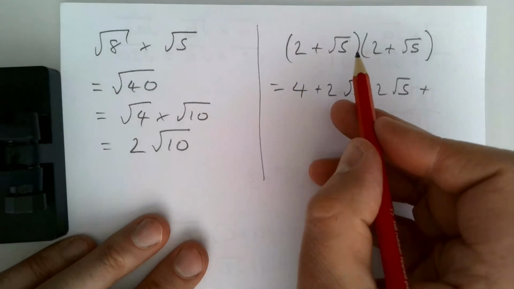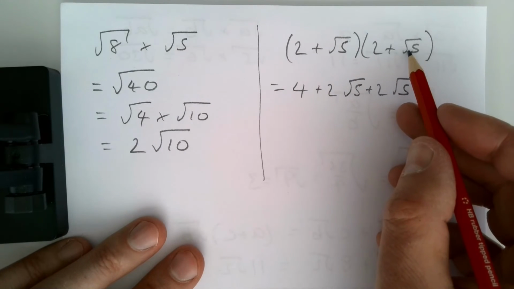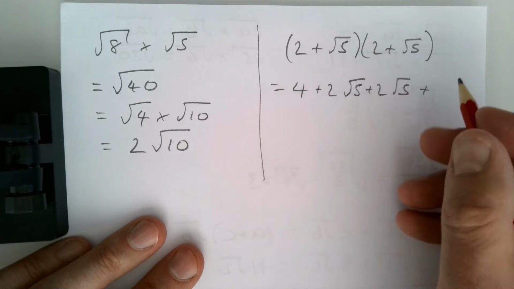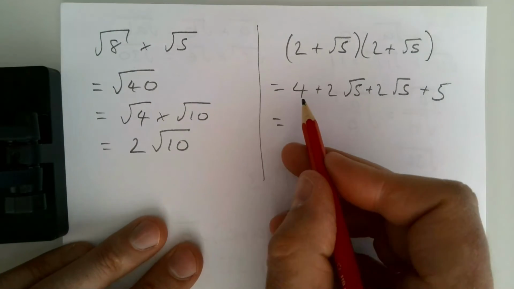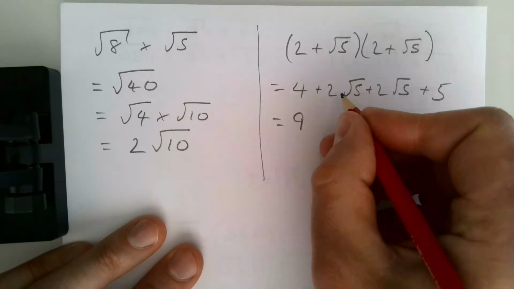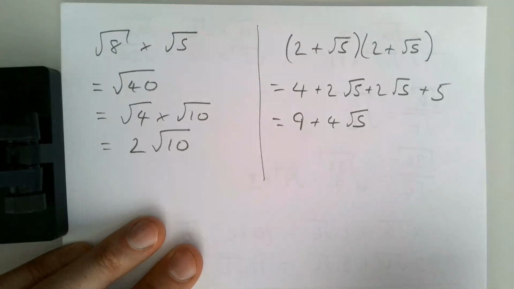And then this last one we need to look at. Root 5 times root 5, that's again from our very first example. That actually just gives us the square root of 25, which is 5. So we join together things that we can. 4 plus 5 is 9. 2 root 5 and 2 root 5 plus 4 root 5.